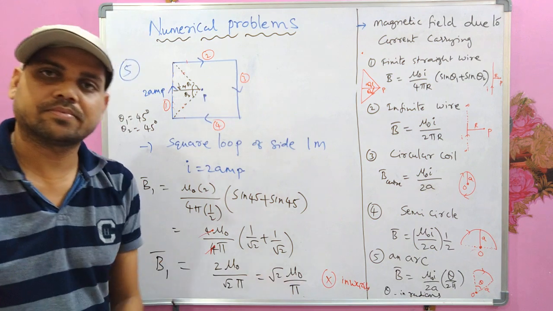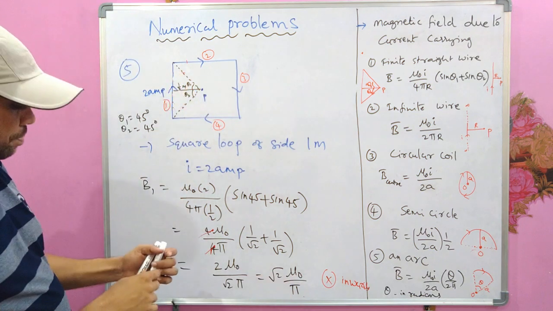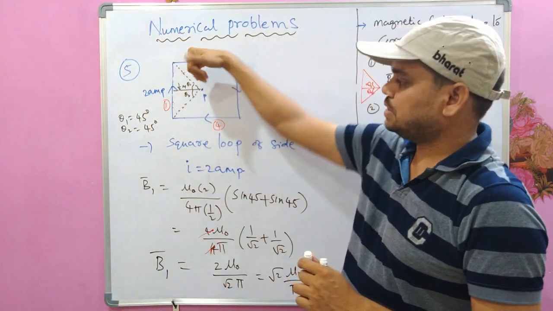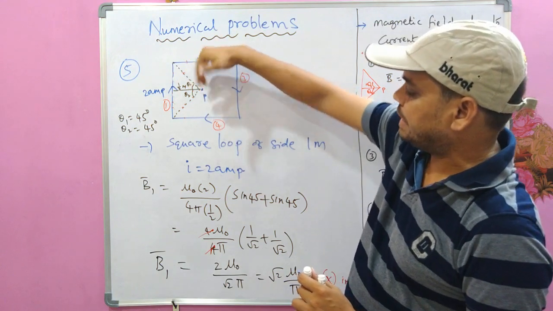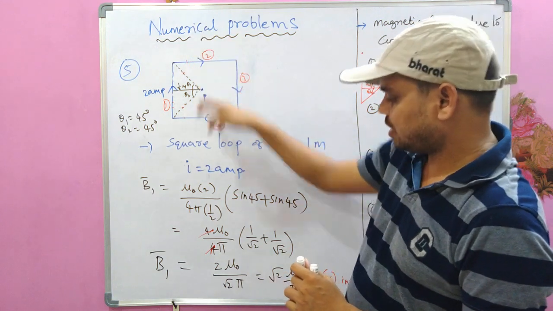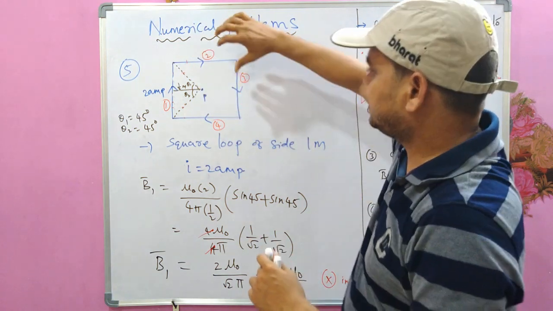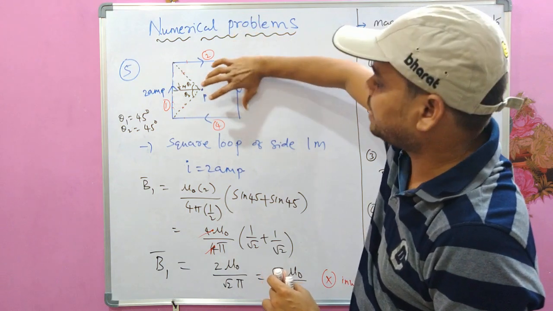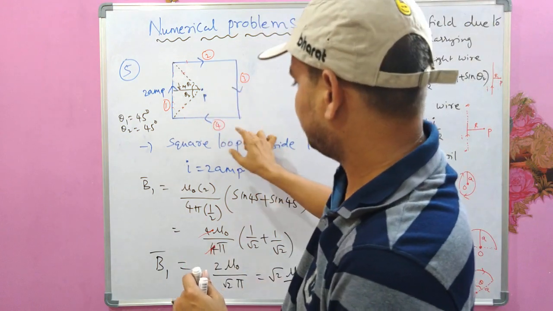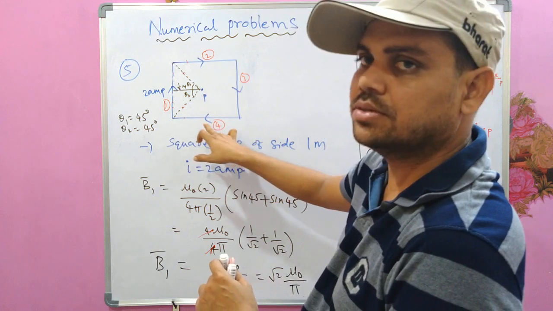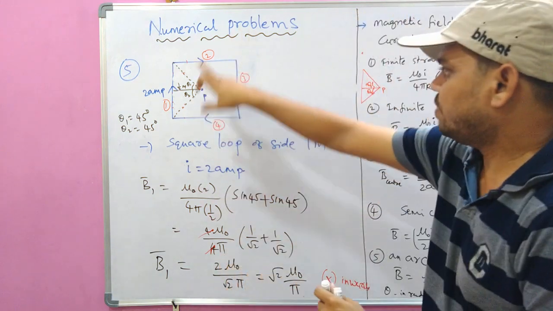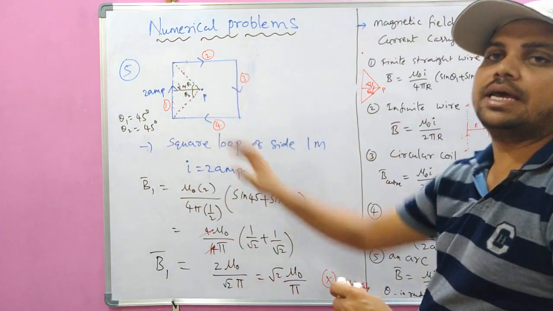Root 2 mu naught by pi. So this, now what about B2? If you see, through B2 also, through this wire also same current is passing. Magnetic field is again inverse. So the magnetic field due to this also will get same. Similarly 3, same current is passing, magnetic field direction is also inverse. So same value you will get. And 4, this also you are having the same current. Magnetic field is again inverse. B4, so all B1, B2, B3, B4 will be same and same direction, same magnitude.